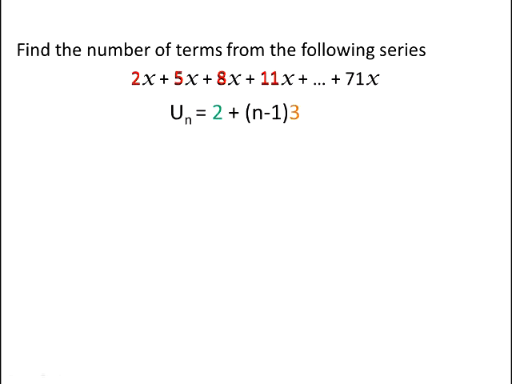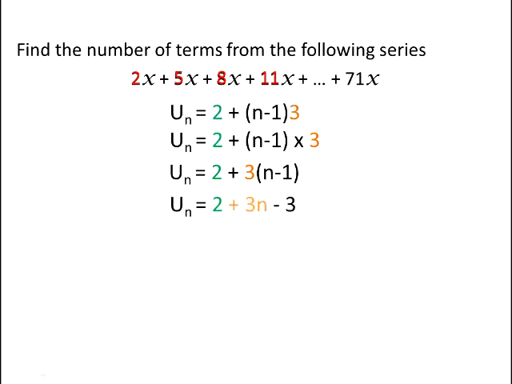A is 2, and the difference here is 3. Let's expand this, so 3 lots of that bracket. I don't know why I'm doing this, but it's 3 lots of that bracket. Oh, here you go. So just ignore that middle line. That's absolute rubbish. So you can expand it. So 3n minus 3. Tidy it up, and you get 3n minus 1.